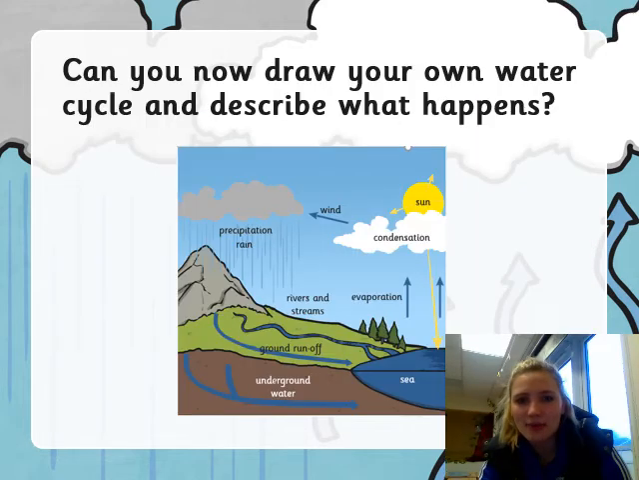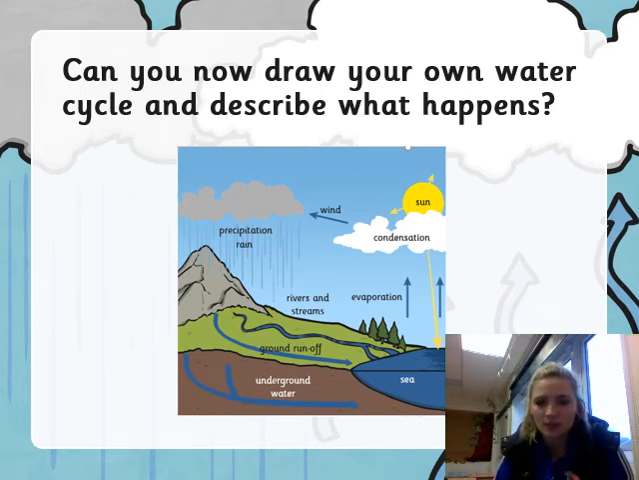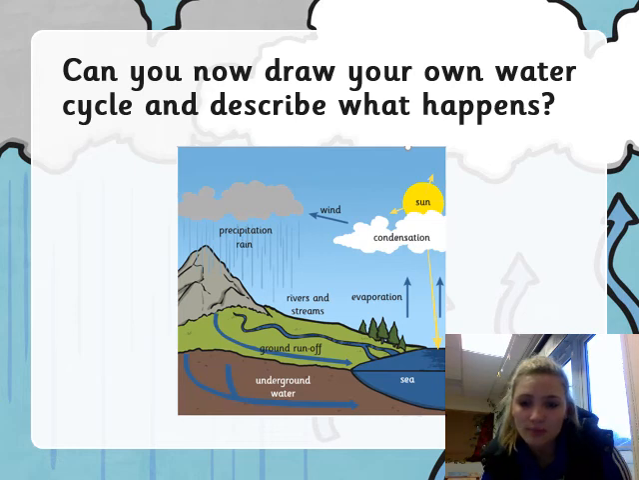Okay, so what I would like you to do now is draw a picture of the water cycle. You could copy this or you could make your own picture up as well. Then I want you to explain it. It depends how big your picture is. You might have space on your picture.